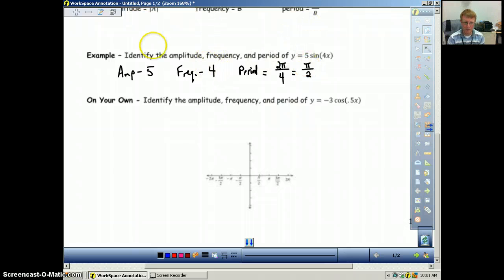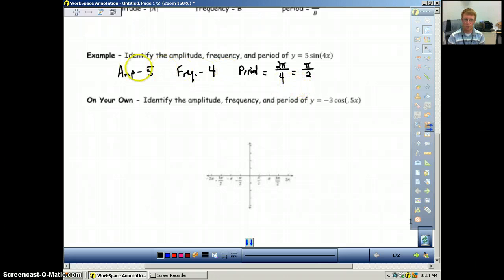Again, what that means is, let's talk about this. The height of each of those hills is going to be 5. From the middle to the top will be 5. The frequency means that in a 2 pi cycle, from 0 to 2 pi, our sine function will go through 4 full cycles before it gets to 2 pi, which really means that each cycle is only going to be pi halves long. If each period or each cycle is only pi halves long, of course it would go through 4 cycles before you get all the way to 2 pi.